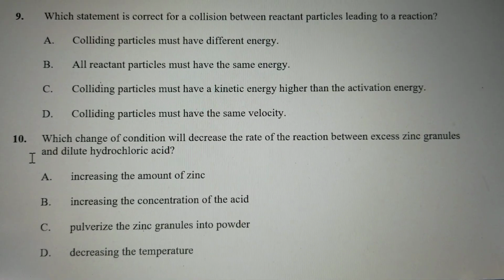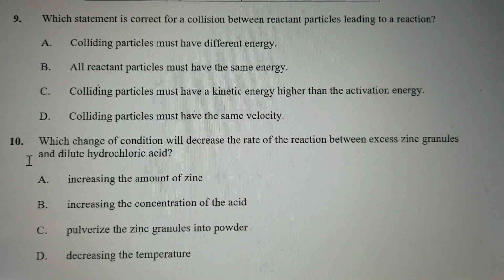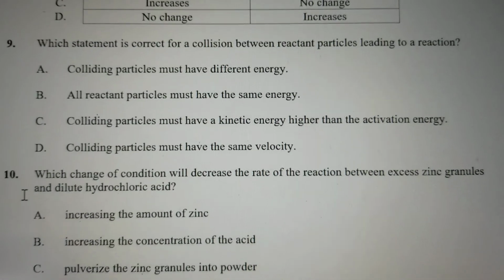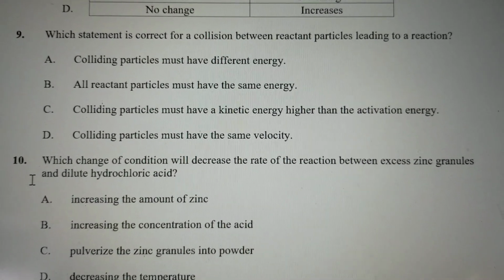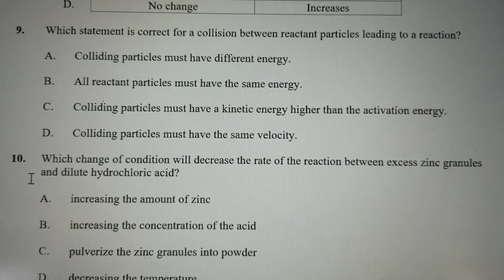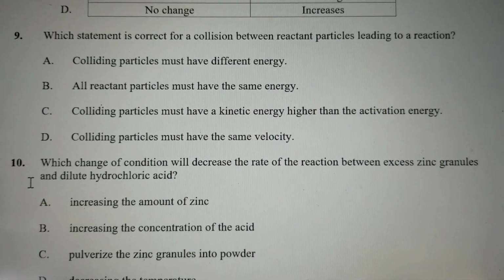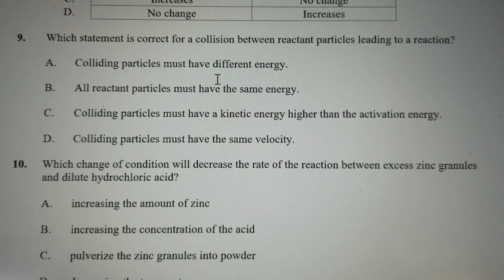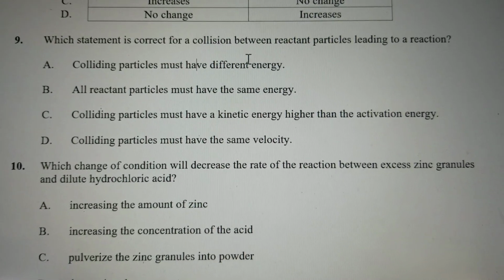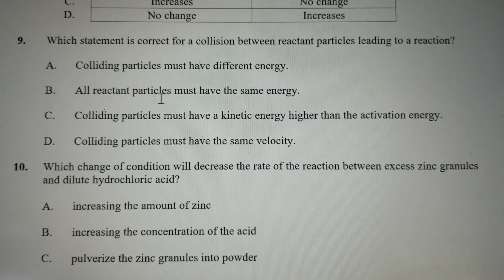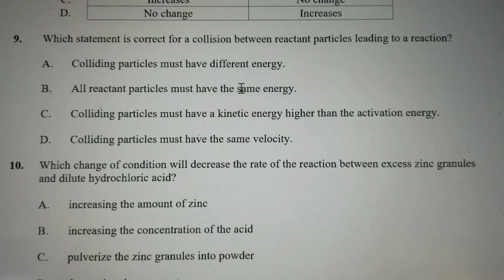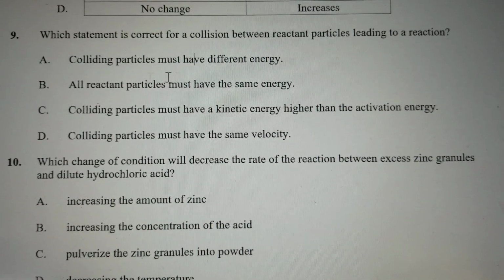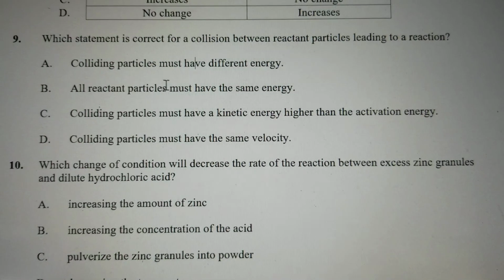On number 9, it asks which statement is correct for a collision between reactant particles leading to reaction. So you have to think about the collision theory, and you have to think about the diagram where they go over the hill to reach the activation energy, the transition state, and then they go to the other side. So it says colliding particles must have different energy. Not necessarily. They could have equal energy. They just have to have sufficient energy, right? It says all reactant particles must have the same energy. Again, not true. They could have different energy, but they have to have sufficient energy. So neither A nor B is correct.